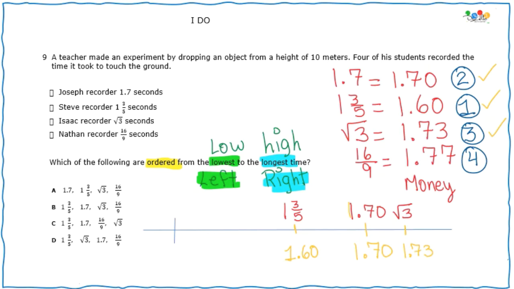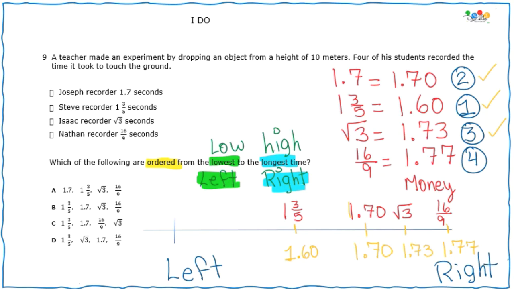And the last number that I have is $1.77, which is where? Between 170 and 173? No, right? You're counting. So this would be 1.77. And what is the equivalent for that? 16 over 9. Or 16 divided by 9. Is that correct? So let me go back to the question. What is the question asking you to find? It says, which of the following are ordered from lowest to longest. So from left to right. So let me put the word left over here. And this is the word right.